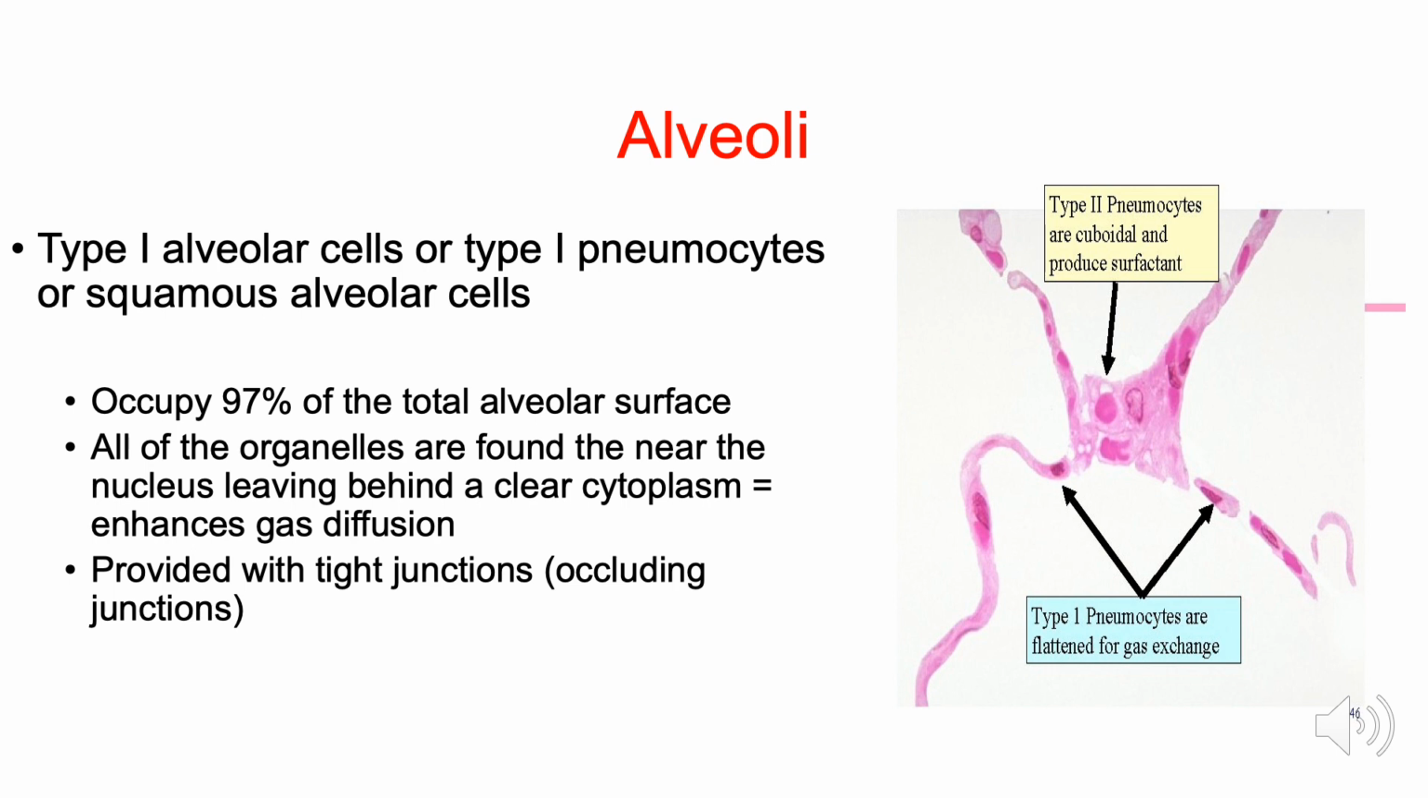And since these cells are flat and beneath them are numerous capillaries, these cells are provided with tight junctions. Tight junctions function to prevent diffusion of fluids in between the cells. So the tight junctions present in the type 1 pneumocytes or type 1 alveolar cells will prevent the leakage of the fluids in the capillaries towards the alveolar spaces, which will greatly affect the rate of gas exchange.